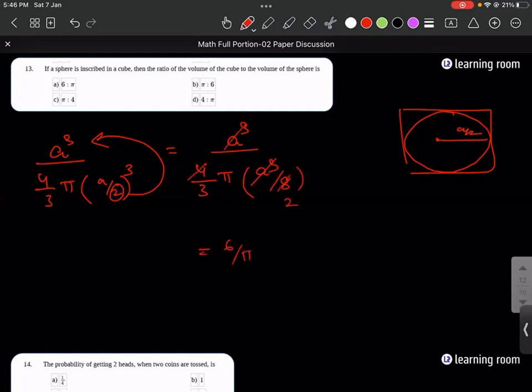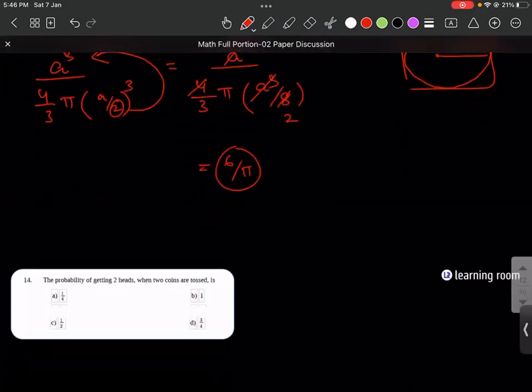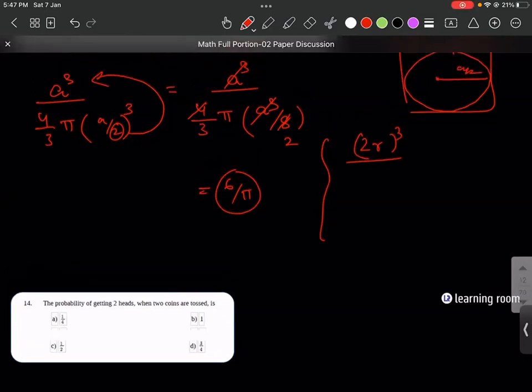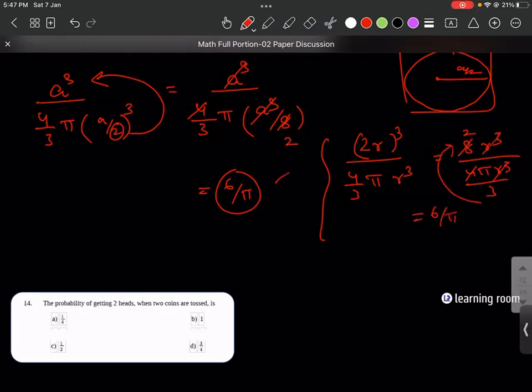So it should be 6 by pi. This is what you would have surely got. If you want, I'll do it in your method and show. You took a is equal to 2r. So 2r the whole cube divided by 4 by 3 pi r cube. As long as you didn't write it as 2r cube, you will get the same answer. That is one common mistake which I've seen people doing. So how much is this? 8r cube divided by 4 pi r cube divided by 3. This will get cancelled twice. r cube and r cube are gone. 3 will go to the numerator. 6 by pi. It's the same answer. Yes, sir.